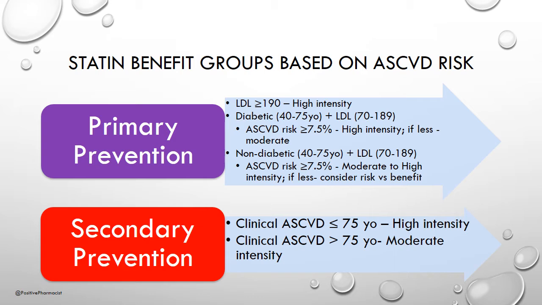So we'll first look at primary prevention. Primary prevention, these are patients who have never had an ASCVD event in their lives, but we want to prevent them, but they are at risk for it, either because of their levels of LDL, or because of their medical history, like being a diabetic or other things involved, which we'll discuss. So in the primary prevention group, we want to look at patients who have an LDL of 190 and higher.